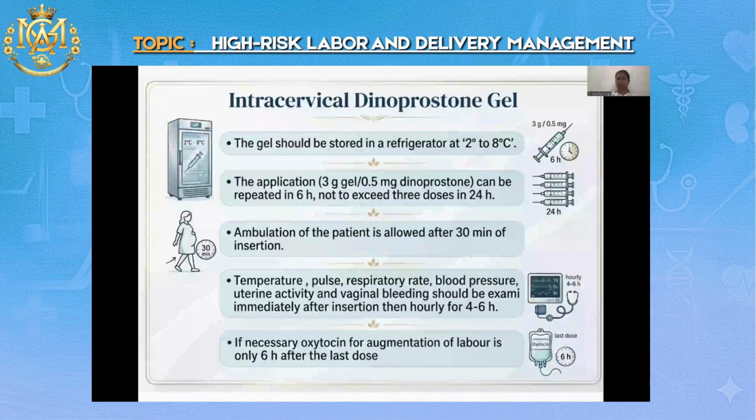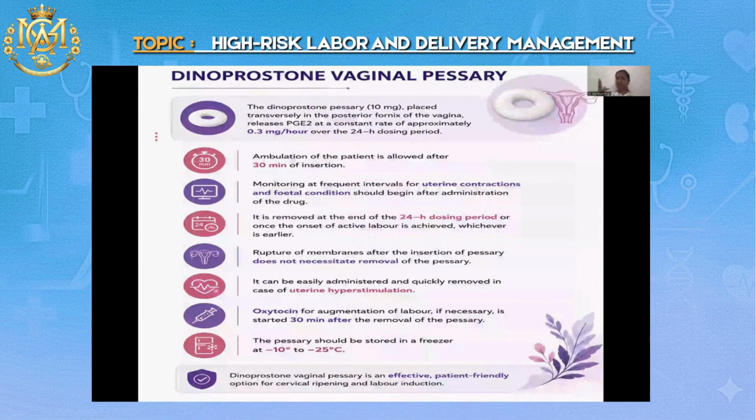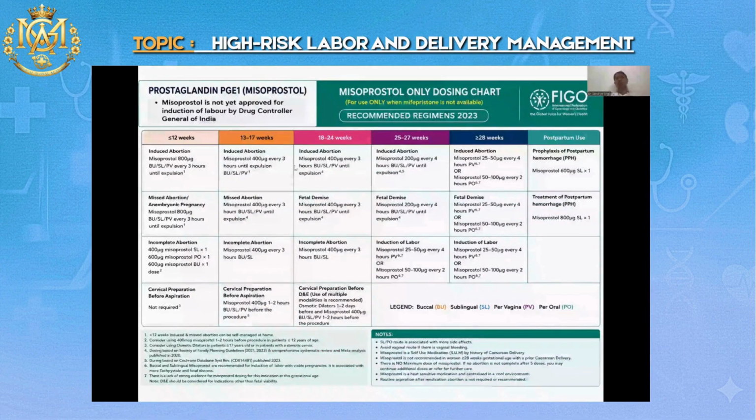On oxytocin, if the findings are favorable, then you have to wait for 6 hours before you go to the next step. Pessary, you just place it in the vagina, ask the patient to lie there for half an hour. The difference is the pessary needs to be stored in the freezer compartment of the fridge. If at any time you want to remove it, just pull it off and it will come off. This is the best benefit you get if you're using a pessary. Coming to Misoprostol, it is actually not approved, but it's the most common medicine. You are all very well aware of that. DGCI doesn't approve that, but Miso is freely available and we all use that.